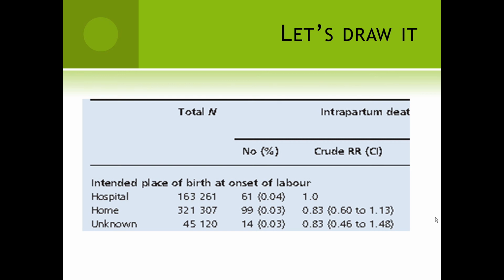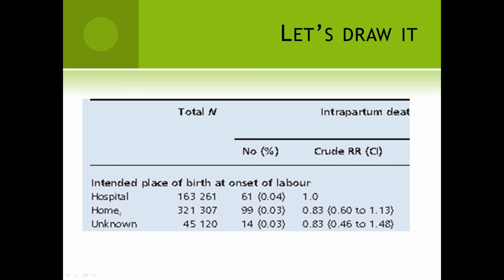So let's use this example. It was a study. It's a little bit blurry, the table, I'm sorry. It was looking at the outcome of intrapartum death by intended place of birth again. I think this was a Dutch study. If we look at the first row, hospital has a number 1, so this is a reference group. Everything else is compared to this hospital group.